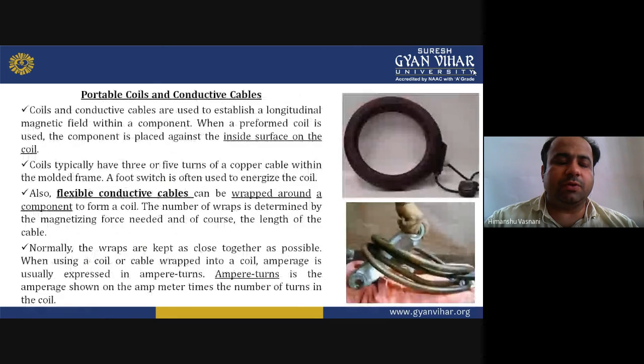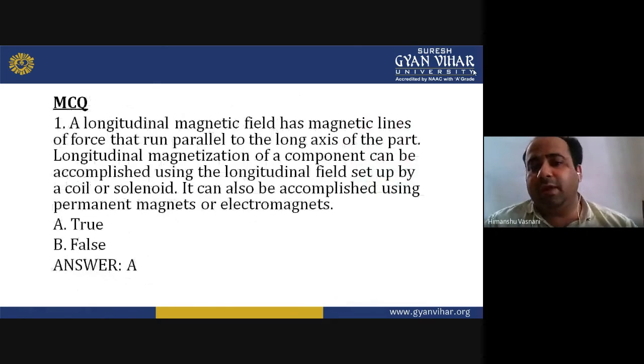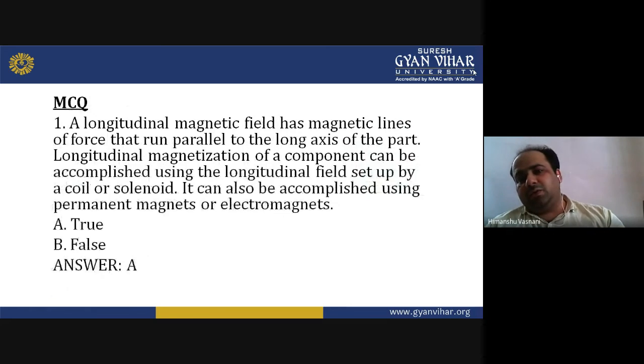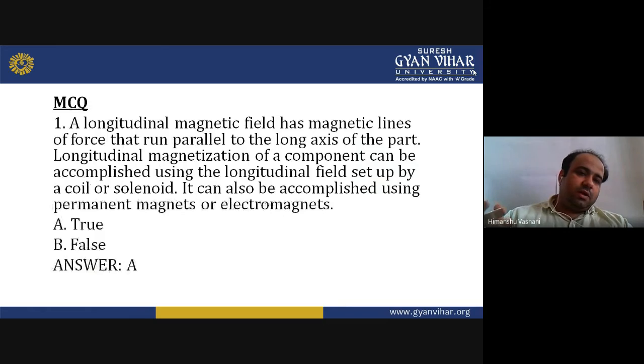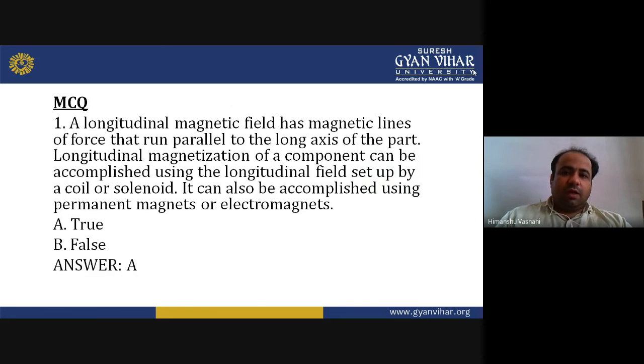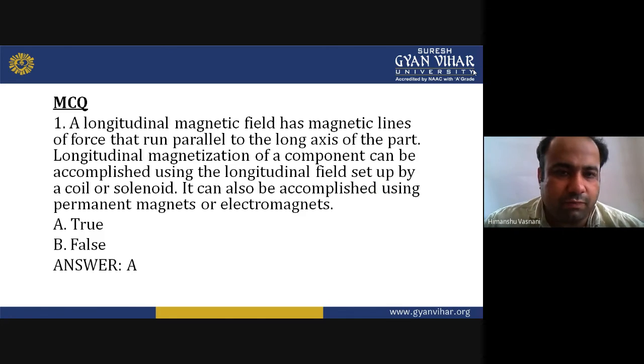The first MCQ: a longitudinal magnetic field has magnetic lines of force that run parallel to the long axis of the part. Longitudinal magnetization of a component can be accomplished using the longitudinal field set up by a coil or a solenoid. It can also be accomplished using a permanent magnet or electromagnet. So what do you say? Is it true or false?